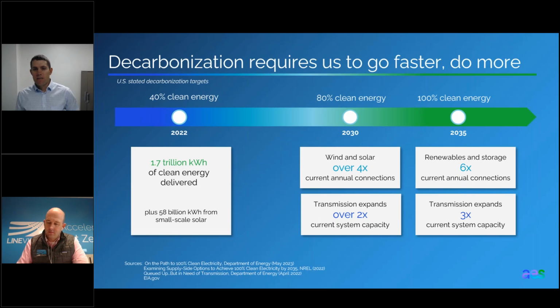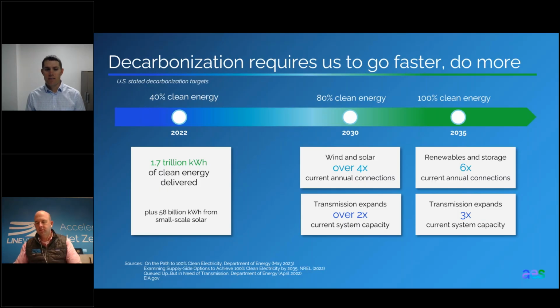Okay, so what's the urgency here? What is decarbonization forcing, and what challenges is it bringing to the grid? You can see here the US federal clean energy goals for electricity. By 2035 is our stated target for the US, but of course, states, businesses, and organizations may have even more stringent goals.